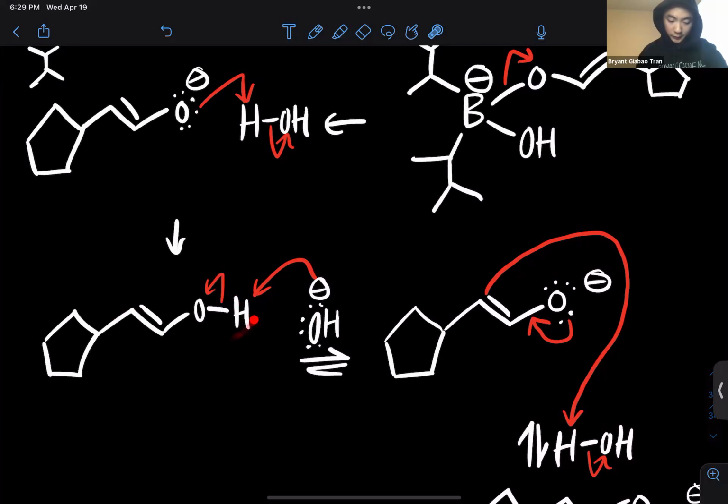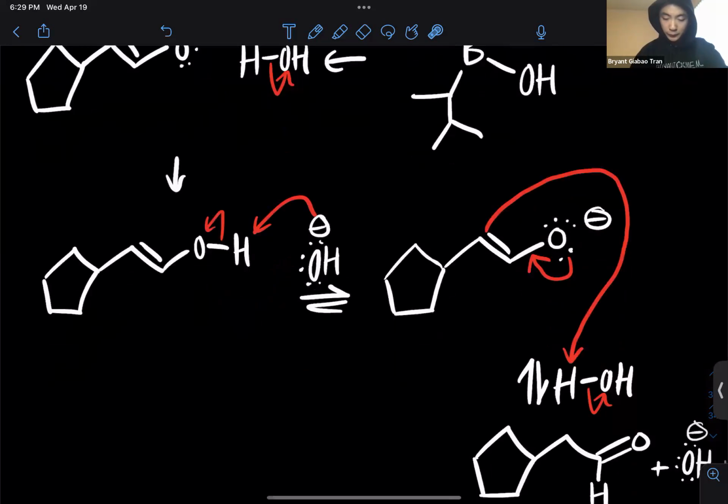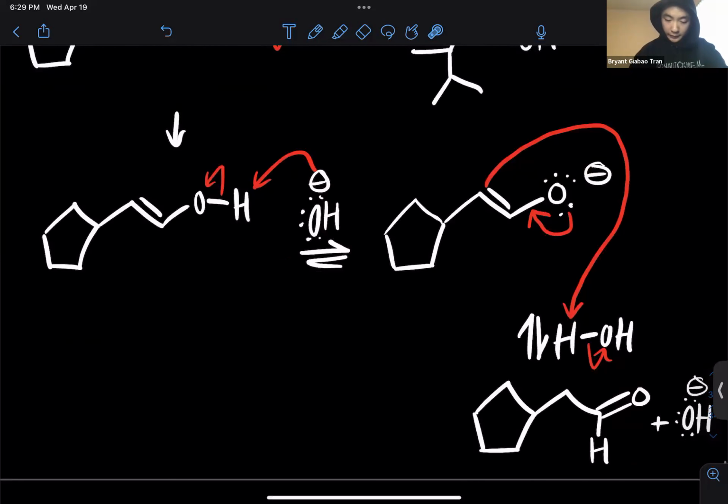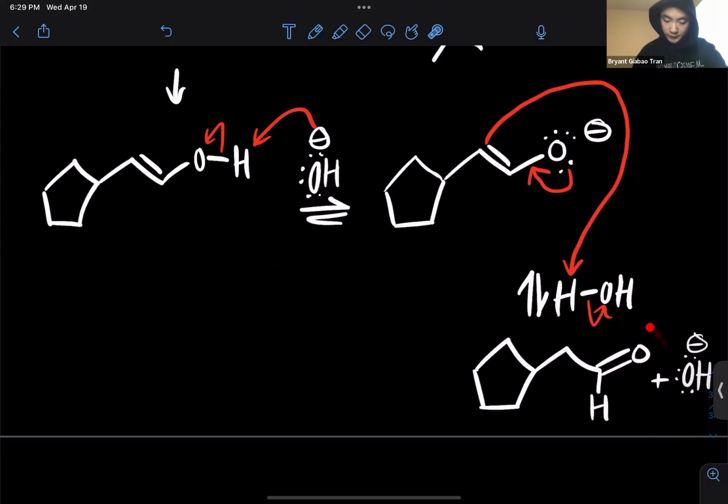And after we have the enol, we do keto-enol tautomerization in basic conditions since we're given NaOH as the starting material. So we bring in another NaOH, deprotonate the alcohol, which we have a negatively charged oxygen here. We reform the carbonyl, and this carbon of the alkene will get protonated by a water molecule, giving us our final product here, which is the aldehyde.